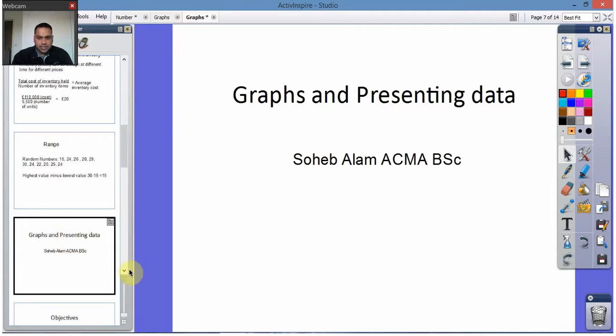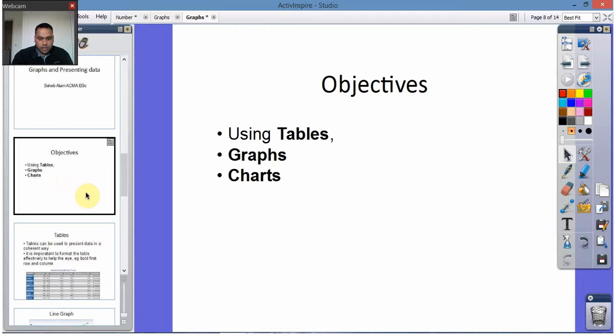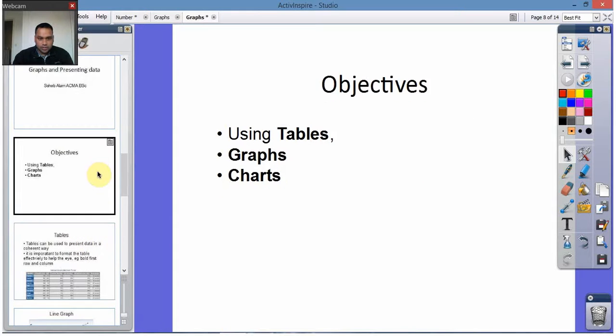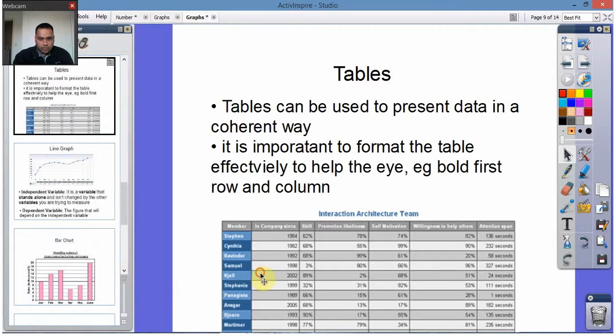Graphs and presenting data. So objectives, we're going to be using tables, graphs and charts, and talking about the differences in these and why they are important. So these are all different ways to present data in a coherent way, graphs, tables and charts. So we're going to go through these, and obviously here what we're looking at is a table with staffing data.